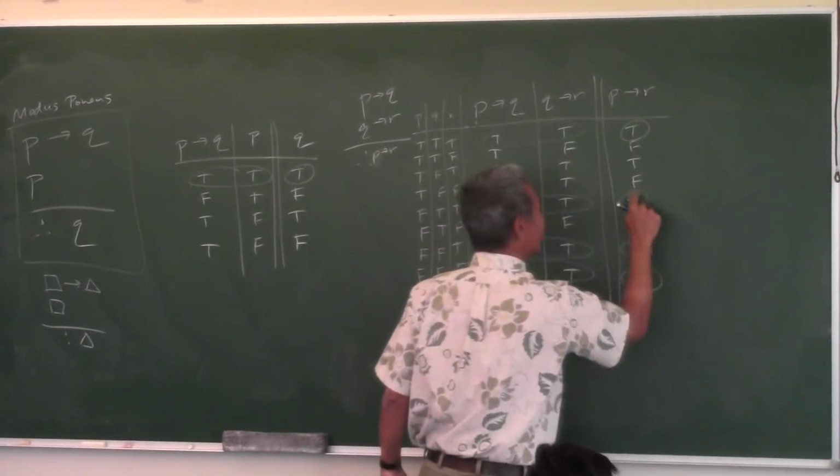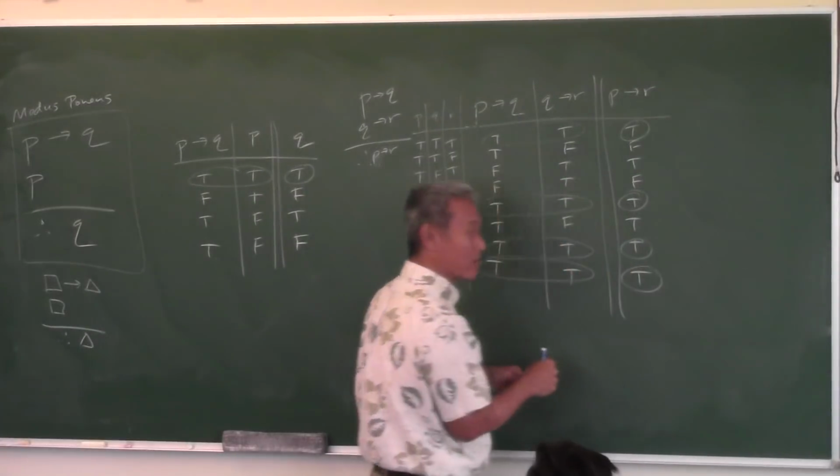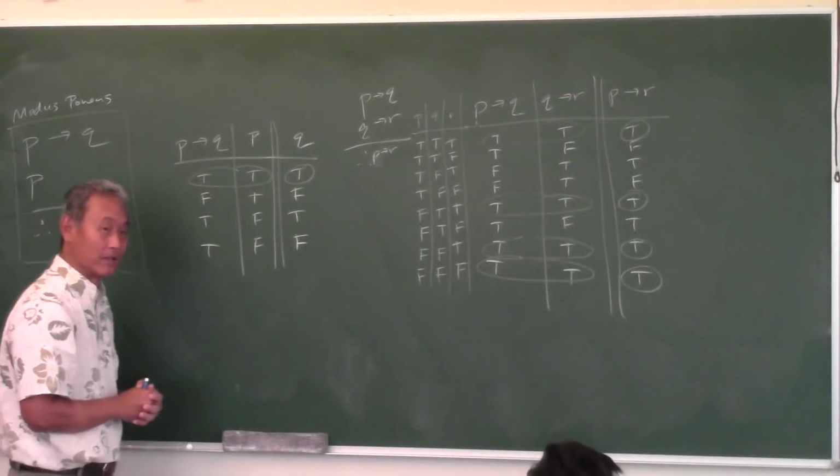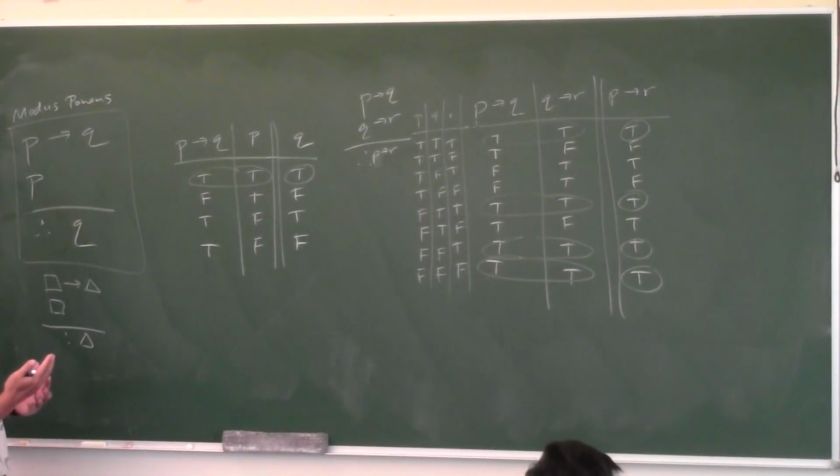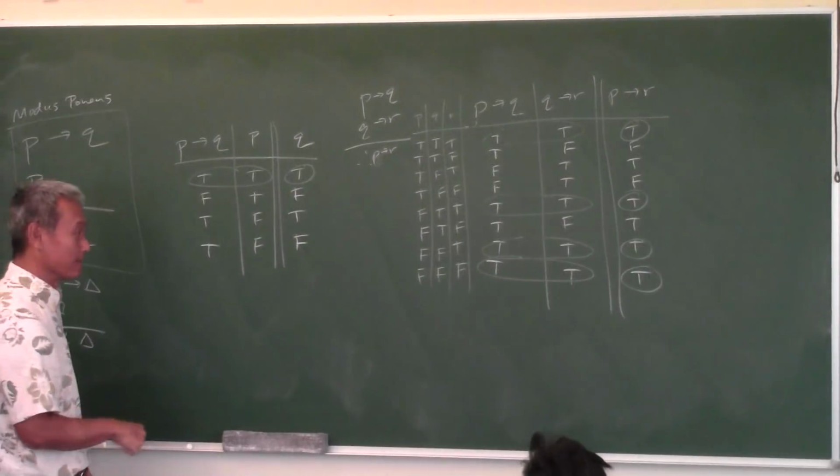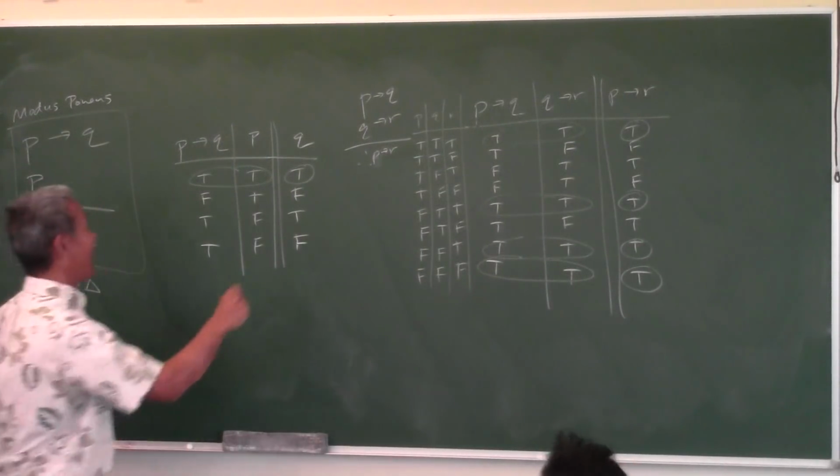If just one of these came out false, it would be an invalid argument. So you guys understand what a valid argument is? Whenever the premises are true, the conclusion has to be true every time. So this is a valid argument.